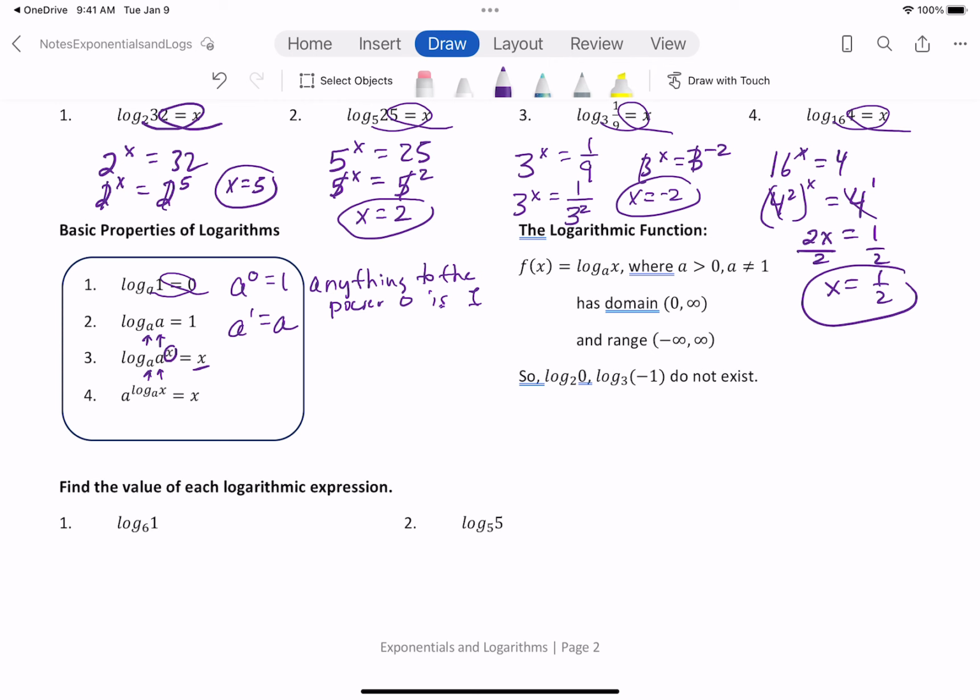Number 4 is basically the opposite of this one, right? Instead of it being in log form, it's in exponential form. So if the base for the exponential and the base for the log is the same, they're going to undo and leave us with x also. Okay?